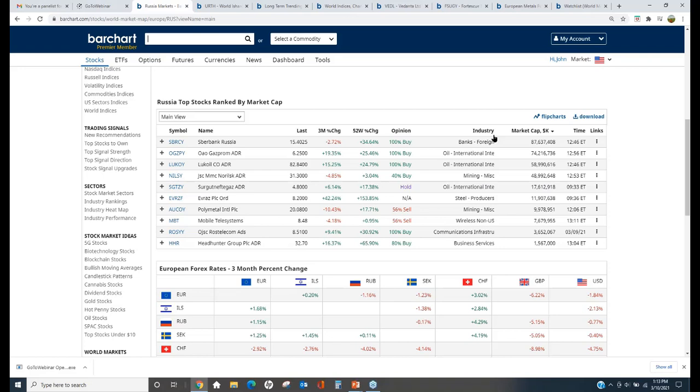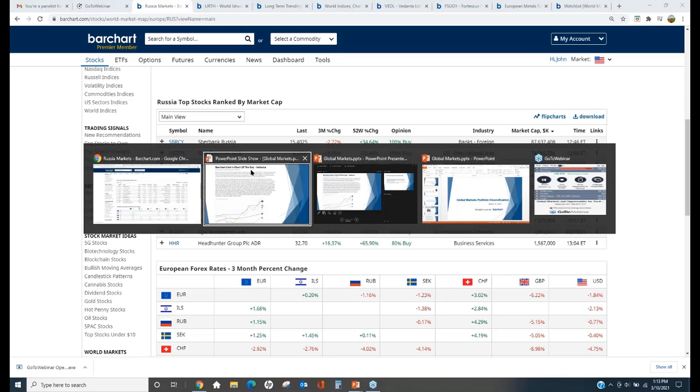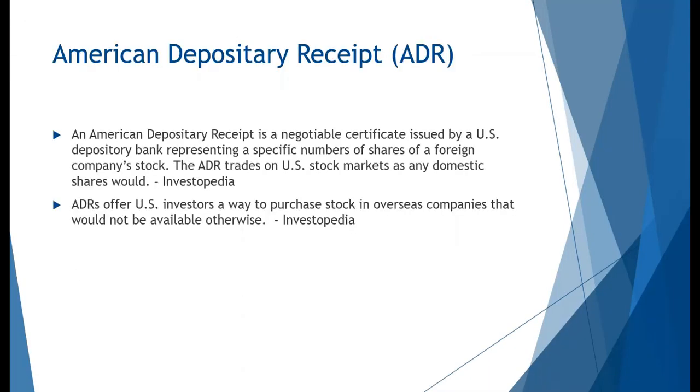Now, one of the things that you can rely on is if you see ADRs, the definition here, which I got from Investopedia, is that basically what these large Wall Street type banks do is they'll purchase these shares in these foreign countries or foreign exchanges, and then they will offer an opportunity for U.S. investors through these American depository receipts.